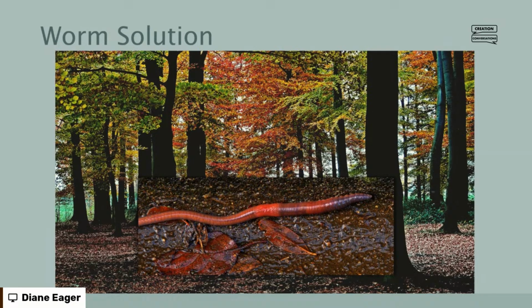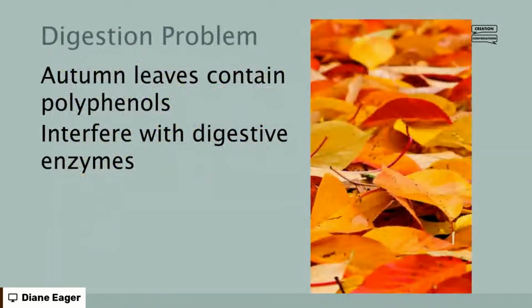However, there is a bit of a problem with autumn leaves. They contain substances called polyphenols, and these can interfere with the digestive enzymes. So it's very hard for this leaf matter to be digested when you have high amounts of these polyphenols, which are quite concentrated in the autumn leaves.